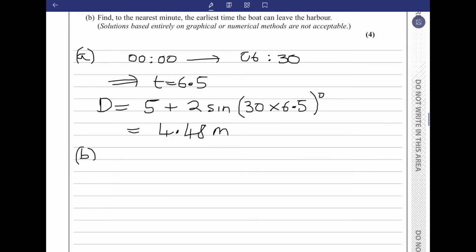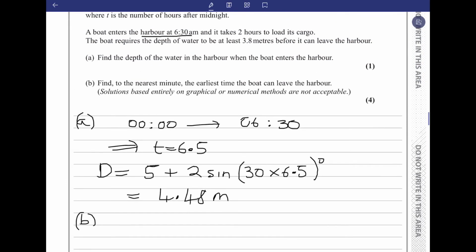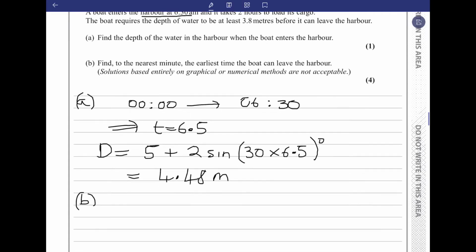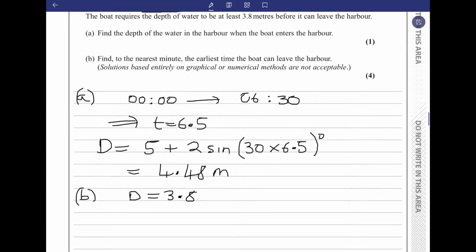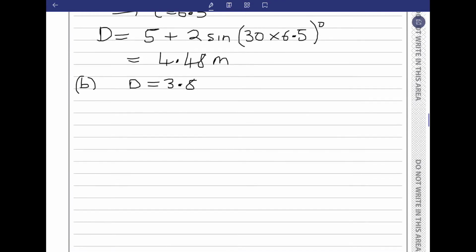So there's a few things we have to do here. Firstly, we know that the depth of the water has to be at least 3.8 meters. So let's start by setting D equals 3.8. And now we can use the formula to say that 3.8 equals 5 plus 2 sine 30t.